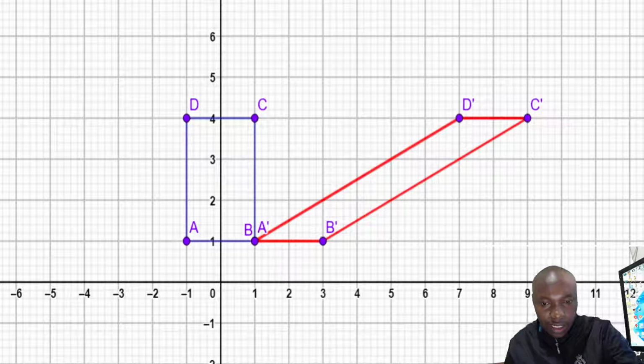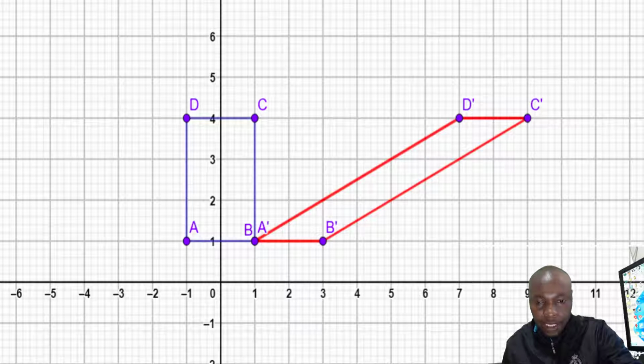So the x-axis therefore is the invariant line. So this is a shear with x-axis invariant. A shear is a transformation in which points move parallel to the invariant line.